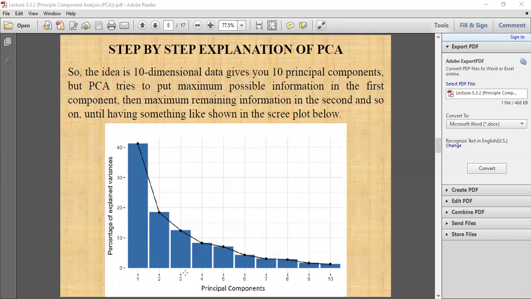Okay. So the idea is, 10-dimensional data gives you 10 principal components, but PCA tries to put the maximum possible information in the first component, the maximum remaining information in the second, and so on, until having something like what is shown in the scree plot below. So the first principal component gets more priority compared to the last. The first principal component has the highest priority, then the second, then the third, then the fourth, and so on. And the last has the least priority.